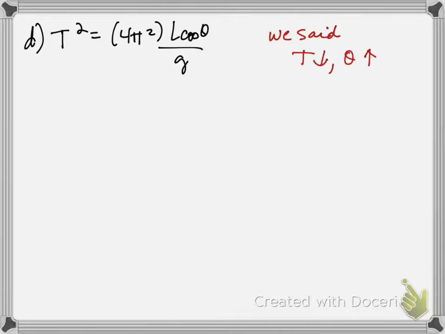For part D, a student derived this formula, and we need to discuss whether it's consistent with what we said in part C. What we said in part C is that when the period goes down, theta increases. So let's see if that works for this equation. If the period decreases, that must mean that cosine theta must decrease, because G, 4 pi, and L are all going to stay the same.